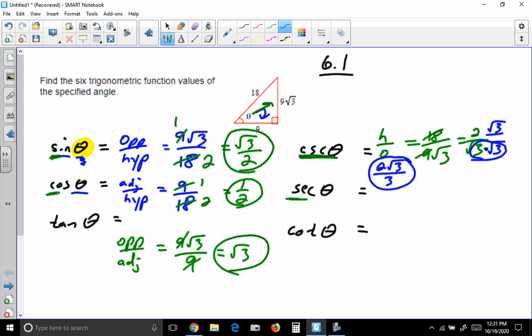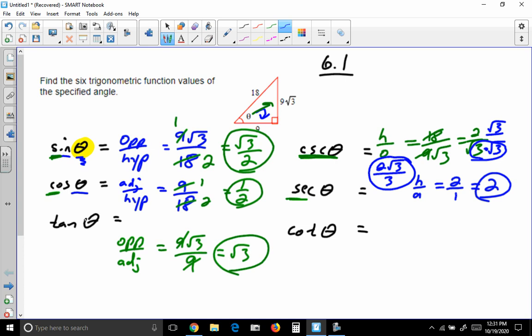Secant is the reciprocal of cosine, so that's hypotenuse over adjacent. If we flip that, cosine came out to be 1/2. Secant would come out to be 2 over 1, or 2.